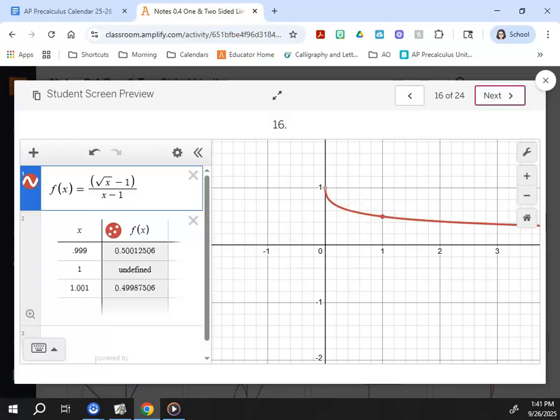I also put a little chart here because you could be asked this from a table. And if I substitute in 1, I'm going to get undefined, right, because of this. But if I put in 0.99 or even more than that, and then 1.001, so I'm really close on either side, you can see that we're at 0.4999 and then 0.500. So we're squeezing in to get to 0.5. Does that make sense to you?